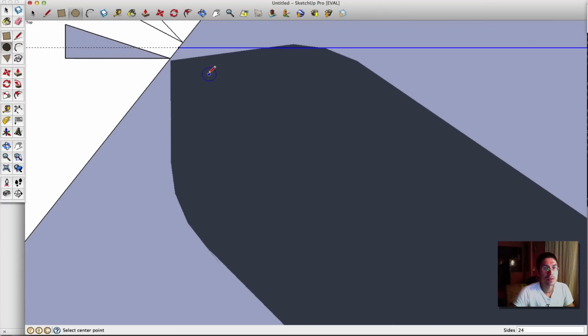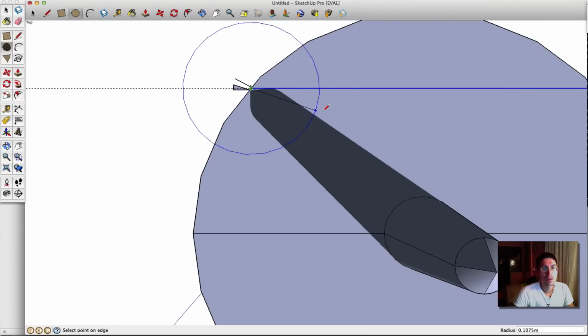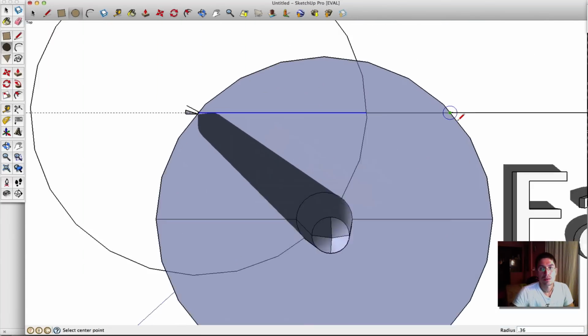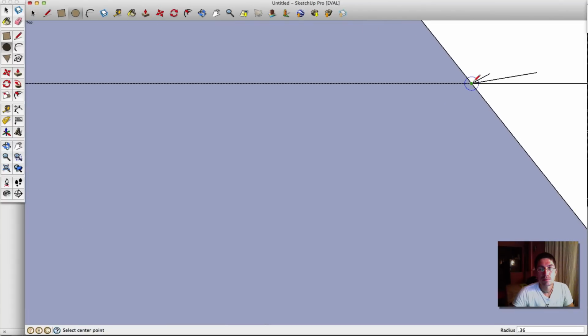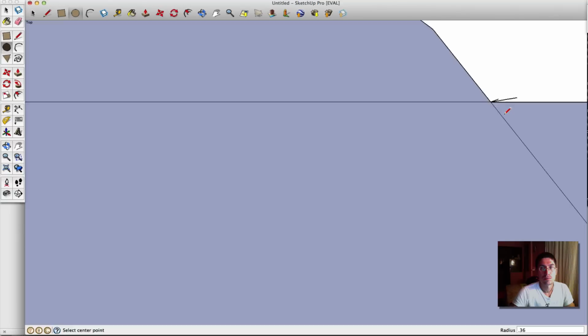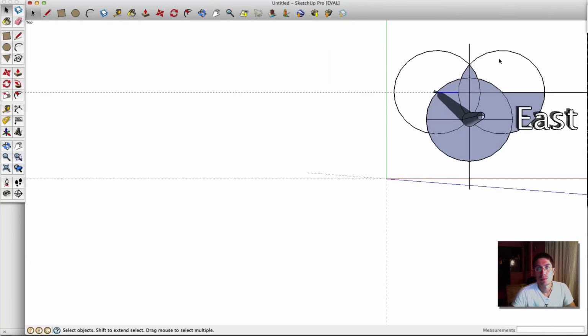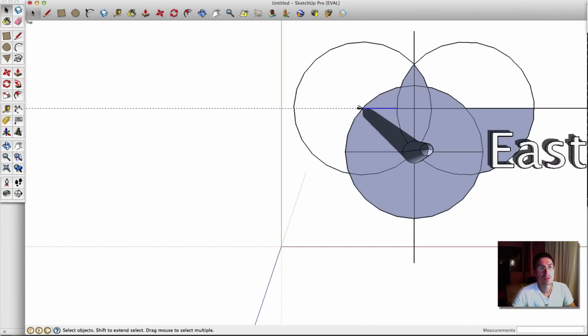Then from these two points, we can draw a circle of 36 radius. And these two points indicate north. And you'll notice this also matches with the southwest north.